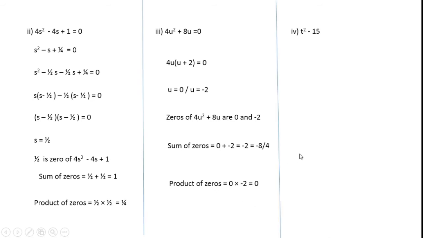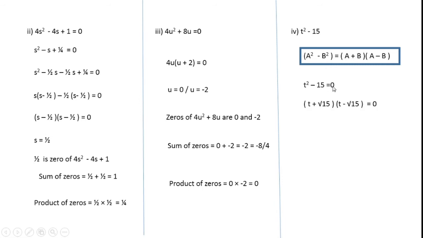The next one, t square minus 15. This is of the form a square minus b square. This we can write as a plus b into a minus b. So t square minus 15 equal to 0, so t plus root 15 into t minus root 15 equal to 0. Now t equals root 15 or t equals minus root 15.